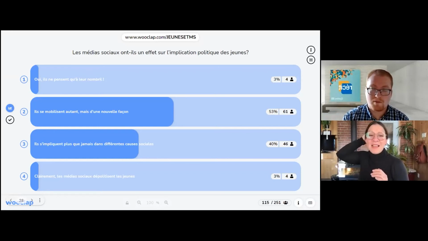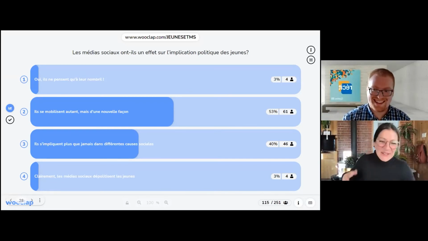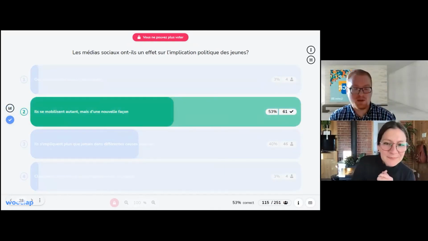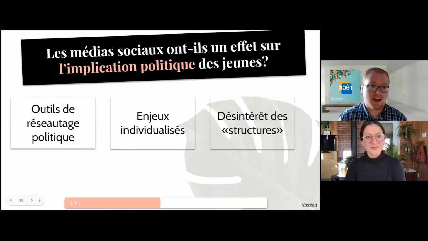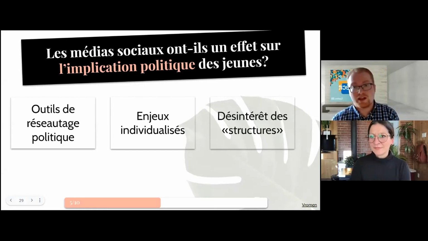So how can we see the future of social media with the metaverse? Oh, that's another question. The good answer is the second one: yes, they still mobilize, but in a new way. We will explore what this means. Social media is used as a kind of political networking, and it gives them access to broader spheres than just their friends, people who share their same views. It also comes with interests and structures.